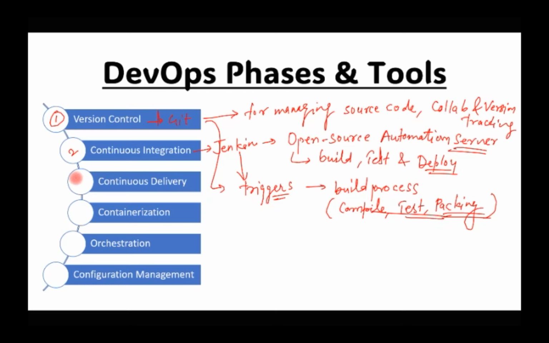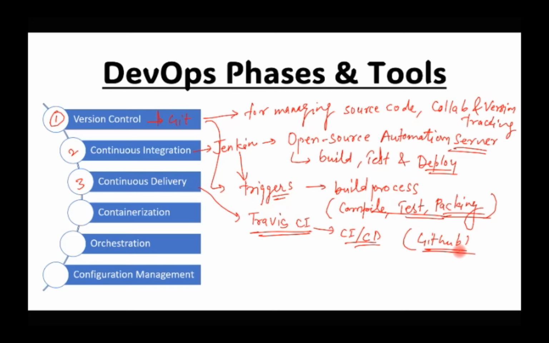Now we are going to talk about the third phase, that is continuous delivery. The most popular tool in this phase is Travis CI. What does it do? It's a CI/CD service that automates the building and testing of code which is hosted on GitHub. We can use this tool for continuous integration, automated testing, and deployment.